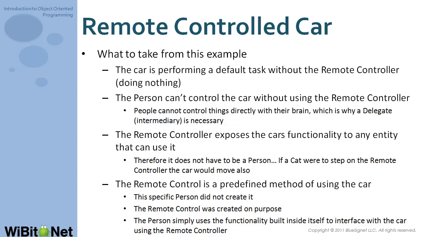So the remote control is a predefined method of using the car. The person didn't create it. A person may have created it, but that specific person that's using it did not create it. And that remote control was created for the sole purpose of controlling that car. It's not like he happened to find a remote control that happened to work. It was made on purpose for that particular object.